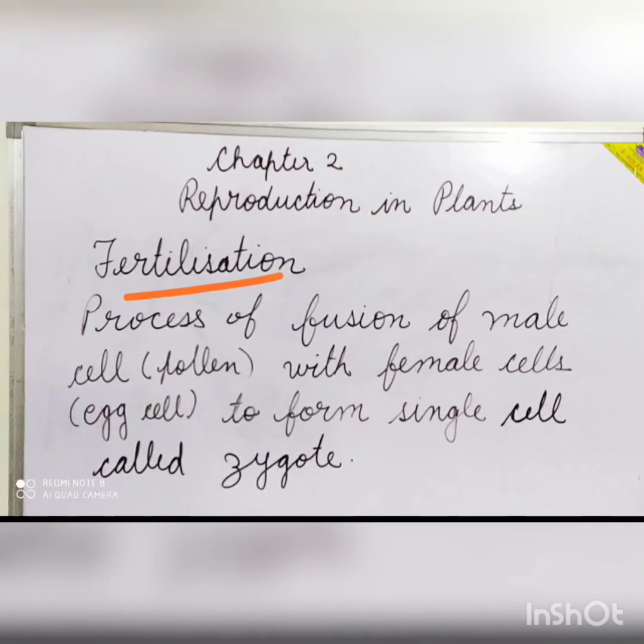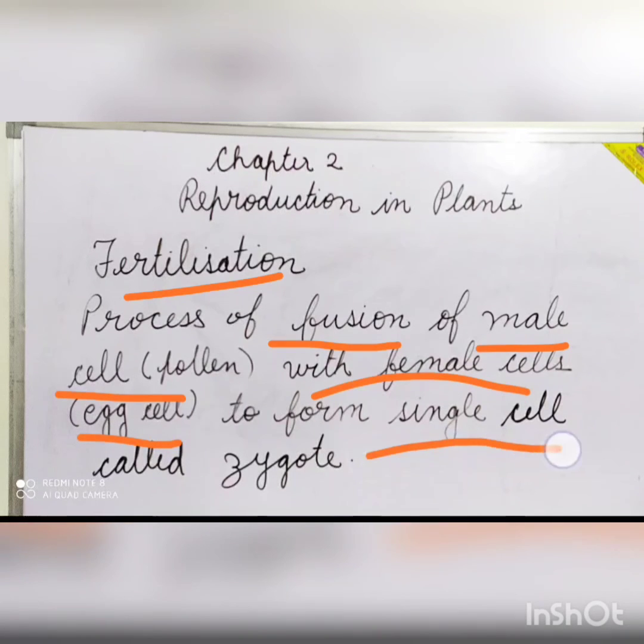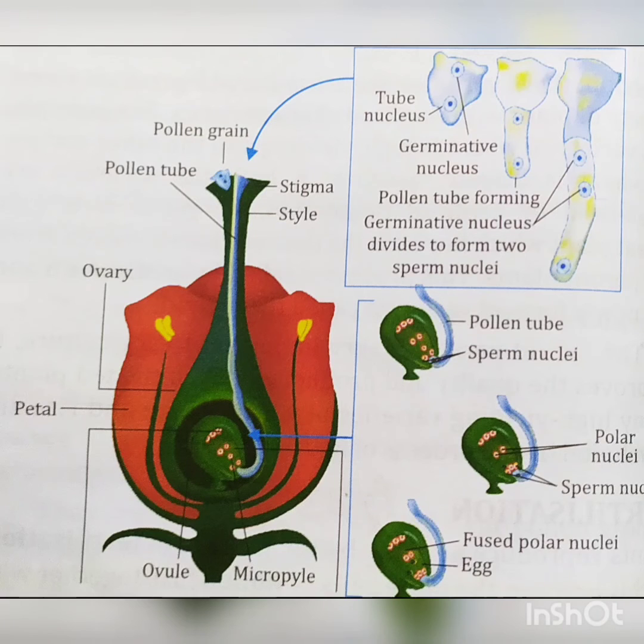Fertilization. Fertilization is the process of fusion of male cells, that is pollen in case of plants, with the female cells or egg cell to form a single cell which is called the zygote. The zygote divides and redivides, growing to form an embryo and then a seed. The seed then grows into a new plant. The process of fertilization takes place in the following steps.